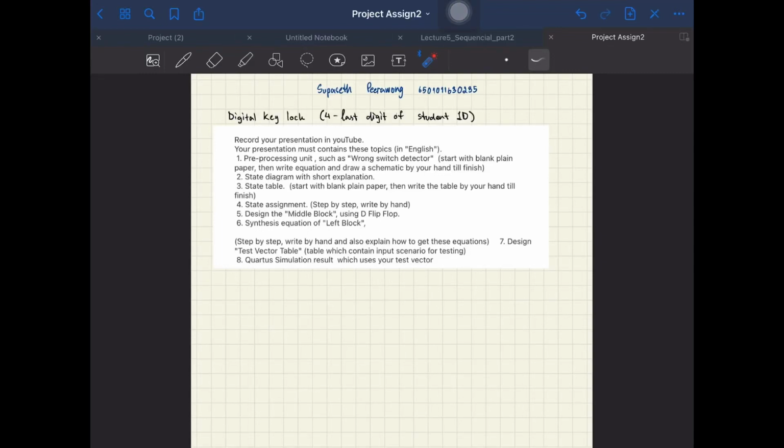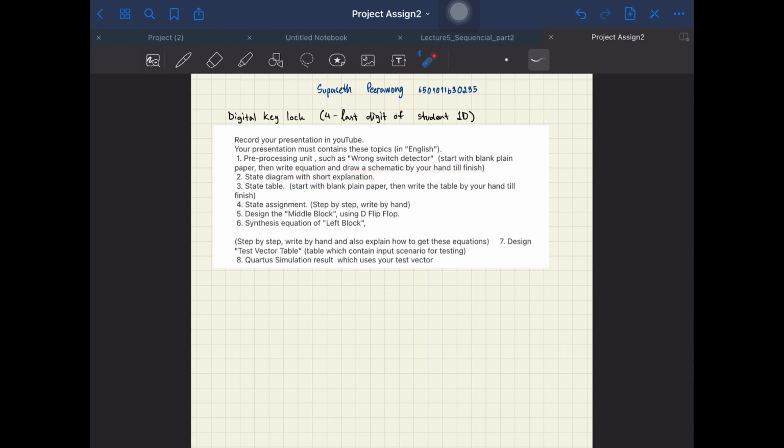So in this video I'm going to do some assignments of digital. The assignment is recording your presentation on YouTube. So you guys watching this video, you are watching on YouTube now, and your presentation must contain these topics in English. First one is a pre-processing unit, such as a wrong switch detector. Start with blank pen and paper, then write equations and draw the schematic by your hand until finished.